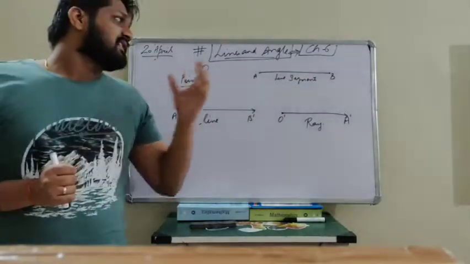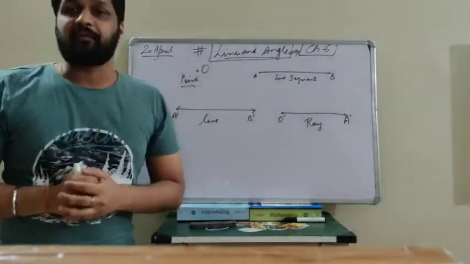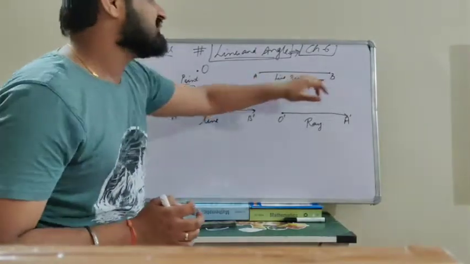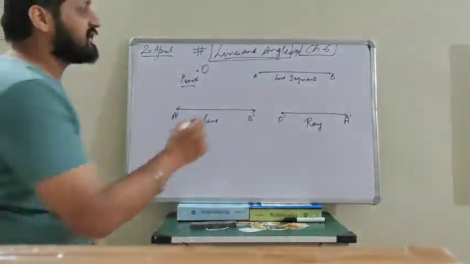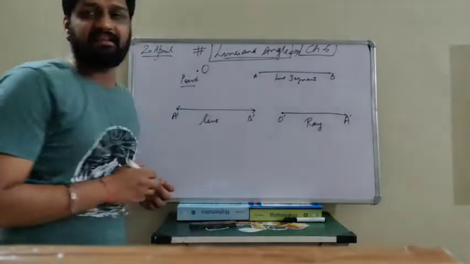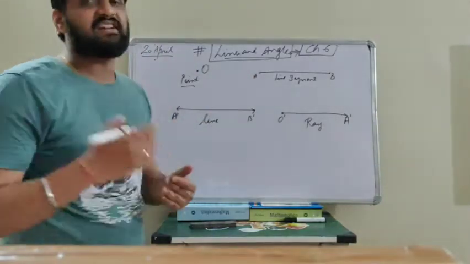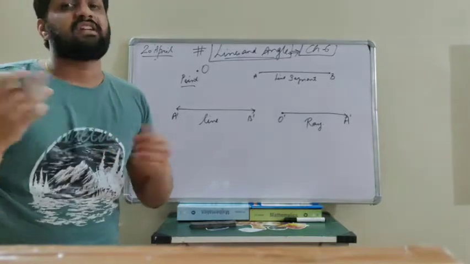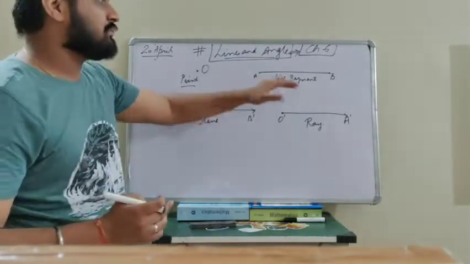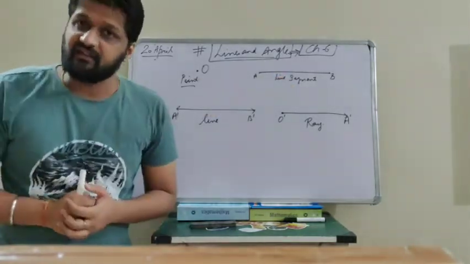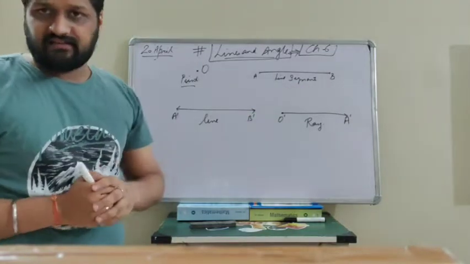What is the difference between the line and the line segment? We can see that the line segment has 2 endpoints. Here it is A, here it is B. AB is a line segment and it has 2 endpoints. Endpoints means it cannot be extended further in any of the direction. That is called the line segment.